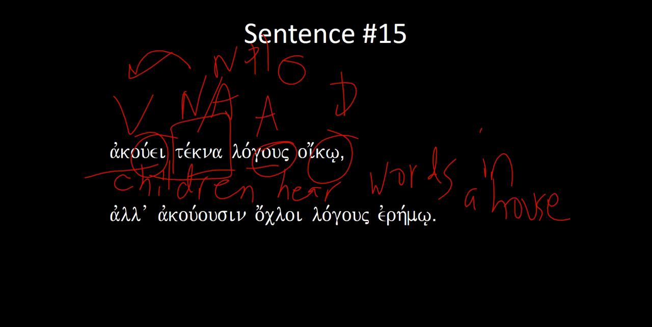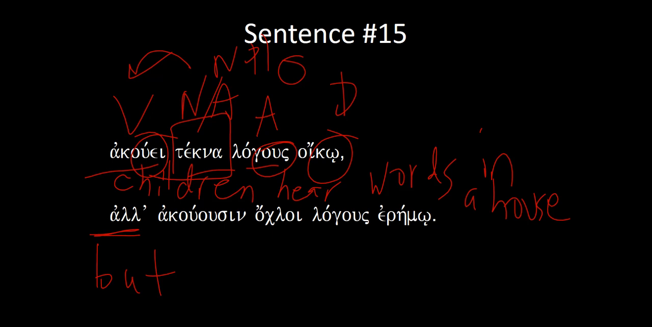I don't really have to decide at this point, so I could write to, for, in, by, or with a house and see what the rest of the sentence says. Then we have this word, de, but. This is a conjunction. We'll talk about conjunctions in a moment, but I'm just going to tell you now it's the conjunction that means but. It expresses a strong contrast.